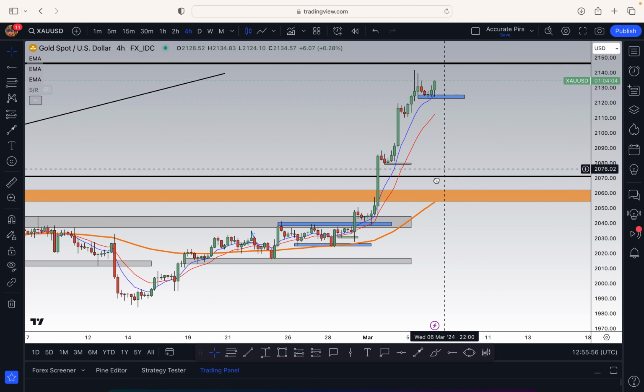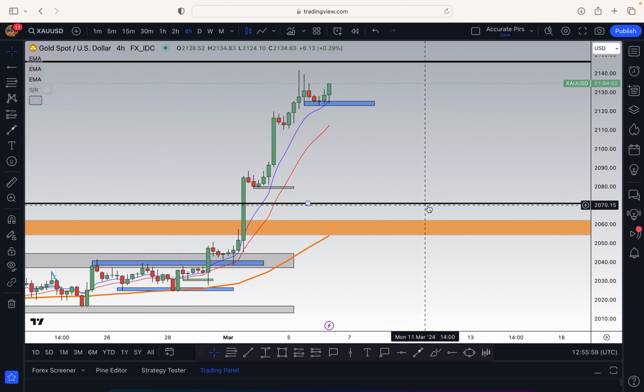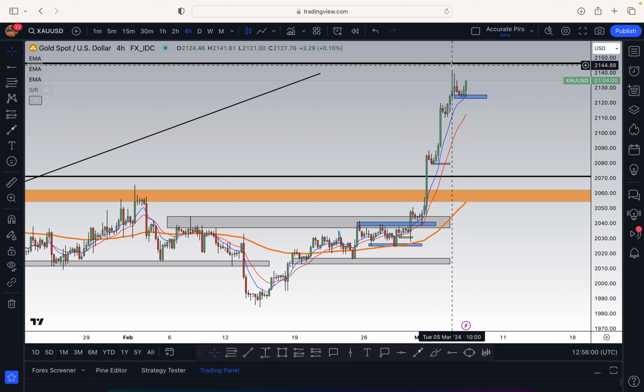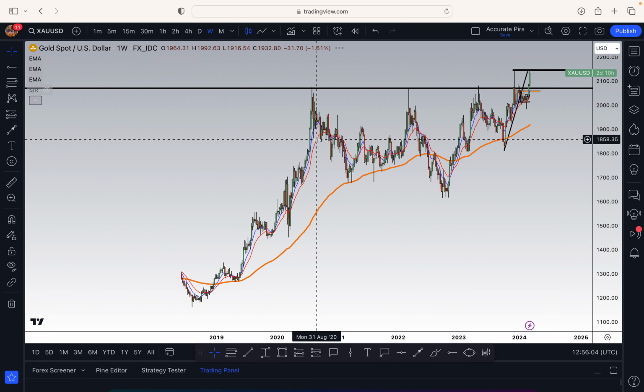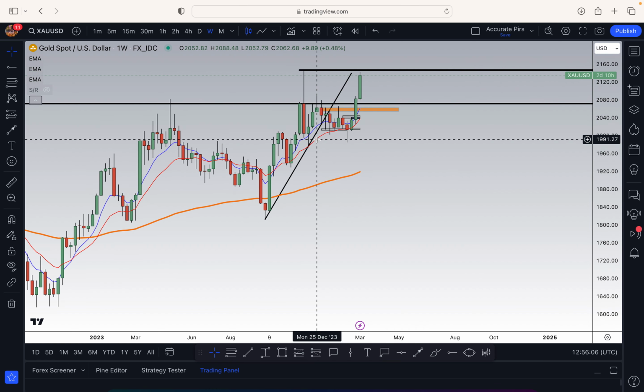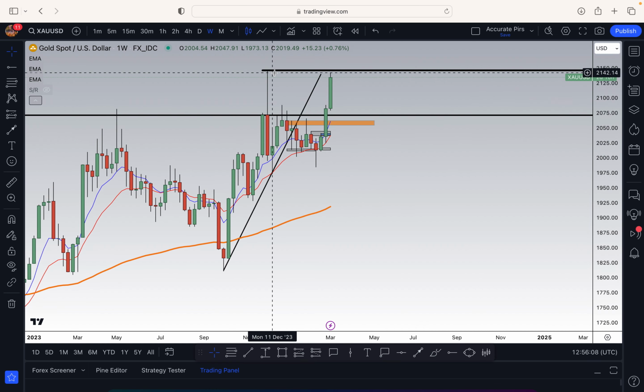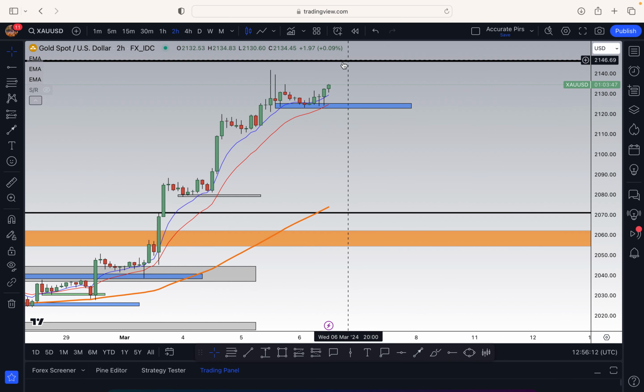Push off that support level, which is done. So what now for gold? I do believe it's going to test this new all-time high of gold. Yeah, I can see gold coming back up and retesting that area here. So you know what? If it does, I'm going to look for the sell.